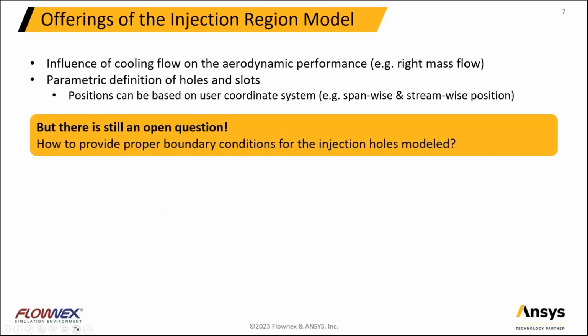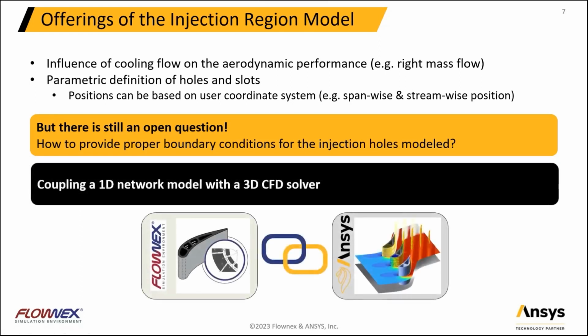But there is still an open question. Where do we get proper boundary conditions for the injection region model? A possible solution is the coupling of a 1D network model with a 3D CFD solver. This is what we did for this presentation. We coupled the 1D network model from Flownex for the internal cooling flow within a high-pressure turbine vane with a 3D CFD simulation of the vane passage flow in Ansys CFX.